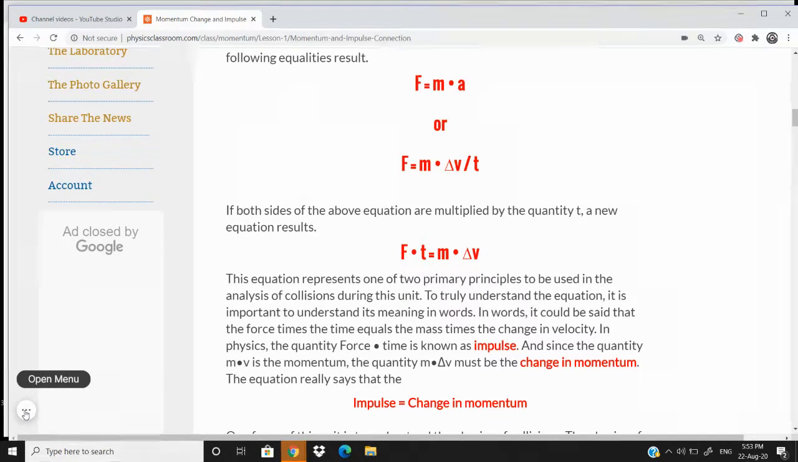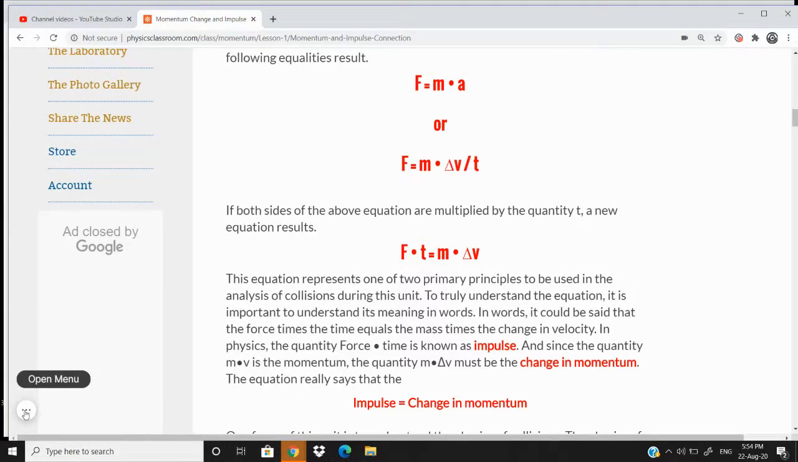Also, this impulsive force is a very large force, so this force we cannot measure directly. Then how will we get this force? We will get that force by using this formula: impulse is equal to change in momentum.